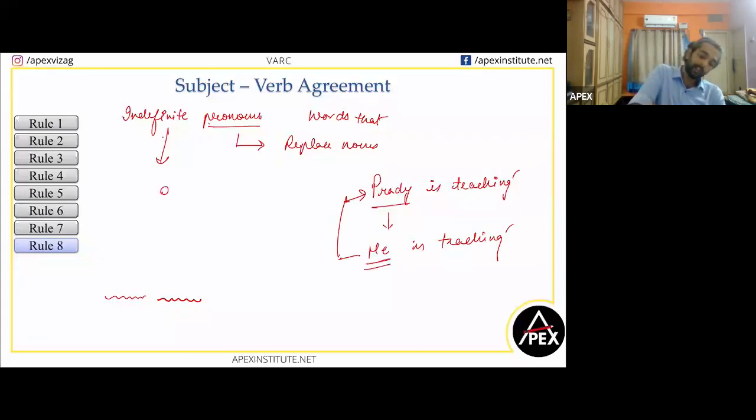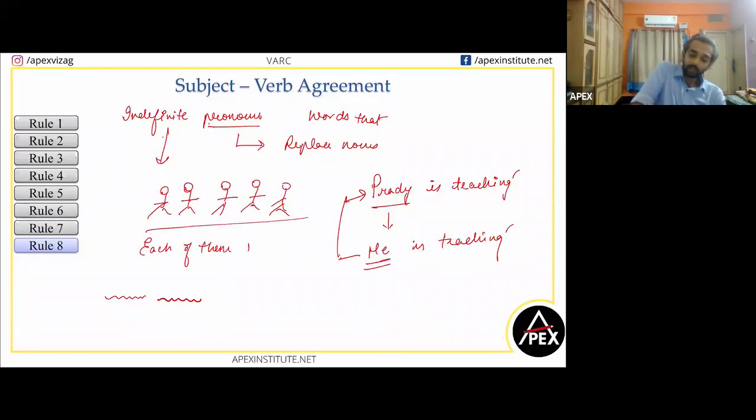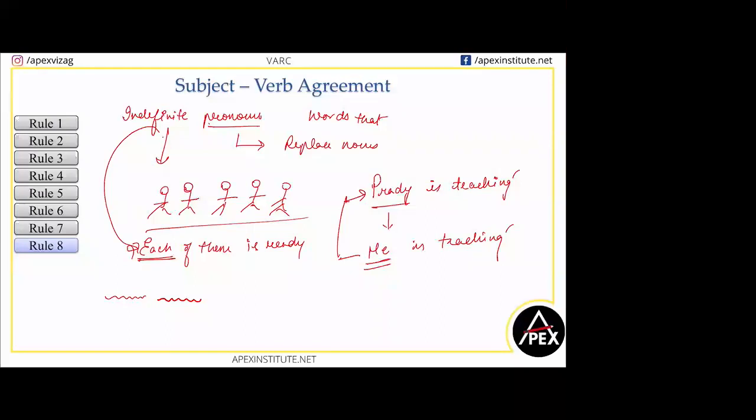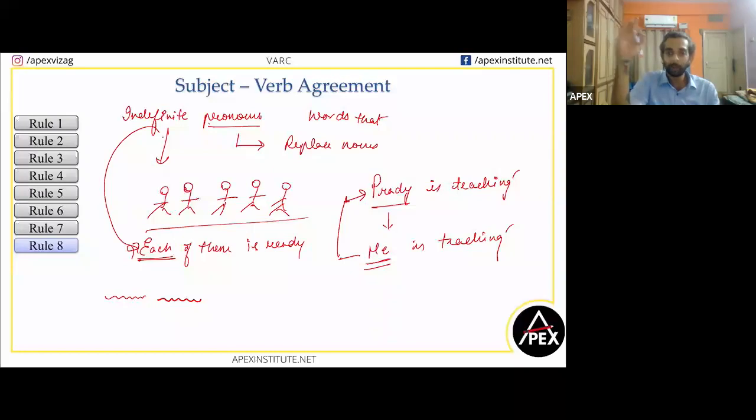But let us assume that there are 5 people, and I'm saying each of them is ready. Can you tell me which one I am talking about? Can you tell me whom exactly I am talking about? No, right? That is why we call them indefinite. They are pronouns replacing some noun, but we don't exactly know which noun they are replacing or whom they are directed at. Are you all clear about what indefinite pronouns are? So that's a simple concept.